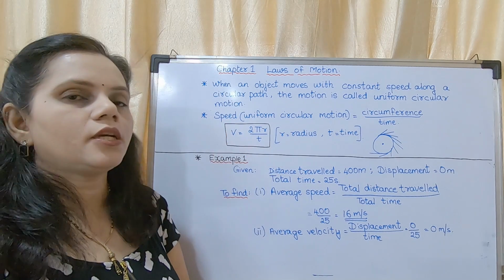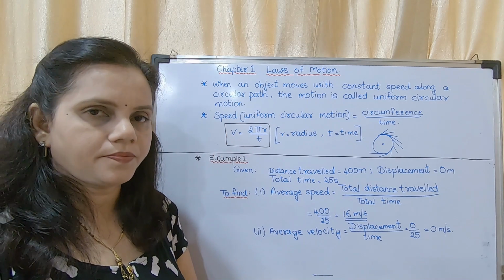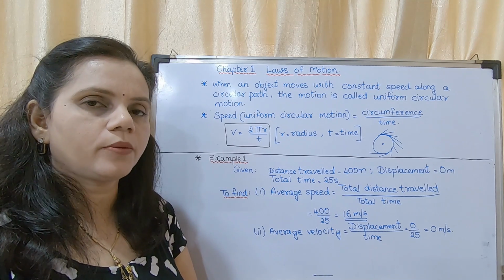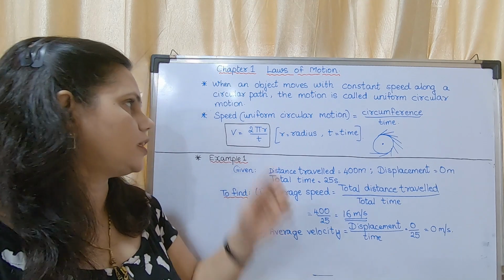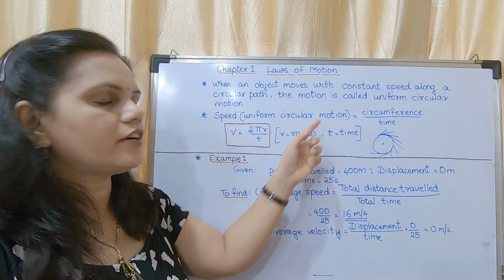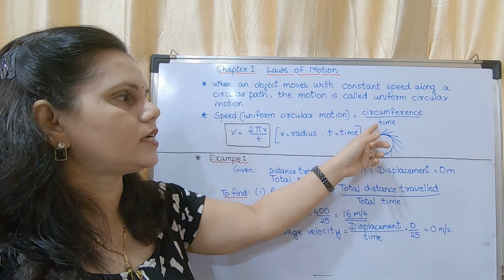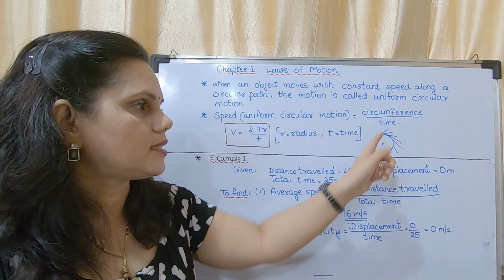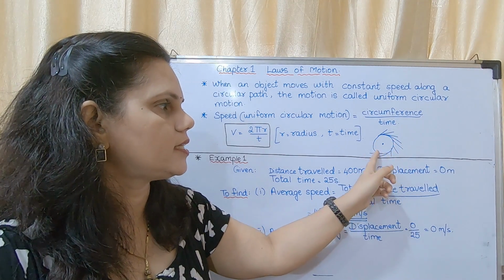Okay, now what is the equation to find out the speed or velocity of an object which is performing uniform circular motion? The speed of uniform circular motion is equal to circumference upon time. Why have I taken the circumference? Because it is the distance traveled. It is moving in this direction.